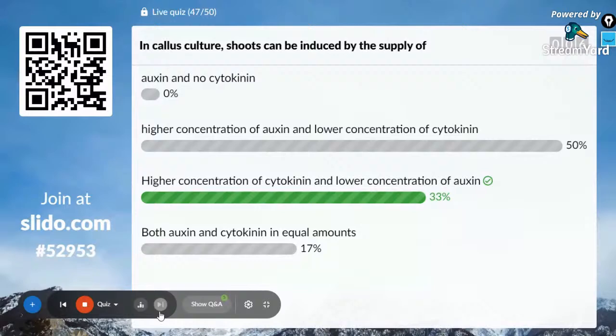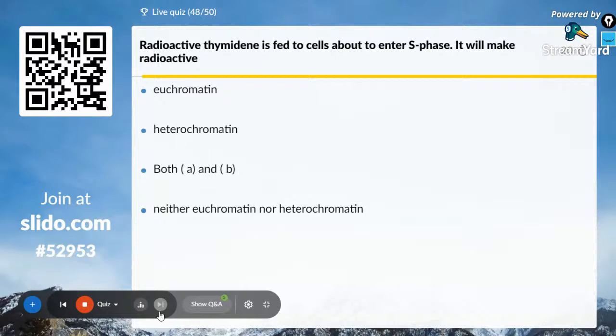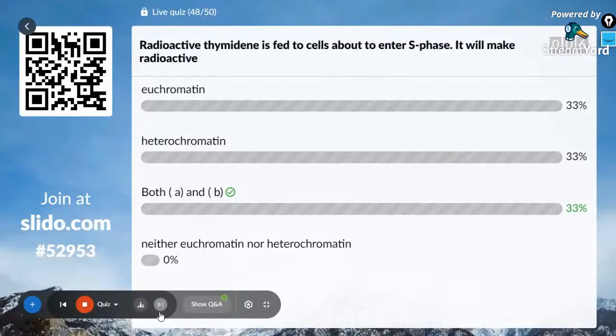Radioactive thymidine is fed to cells about to enter S phase. It will make radioactive. It is both A and B. Euchromatin as well as heterochromatin radioactive materials will be formed. Next one on the screen.